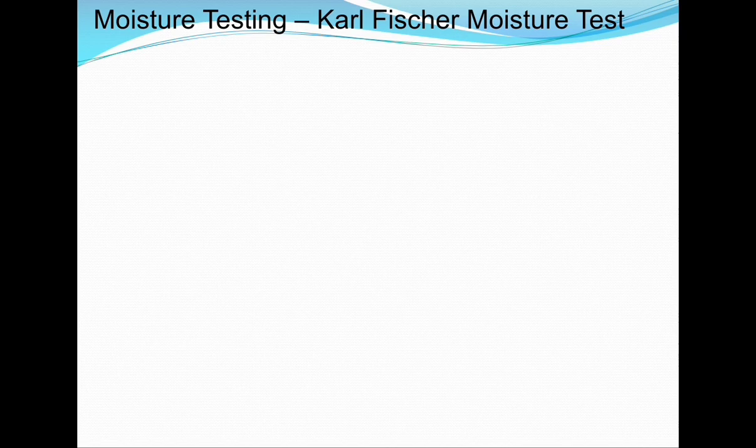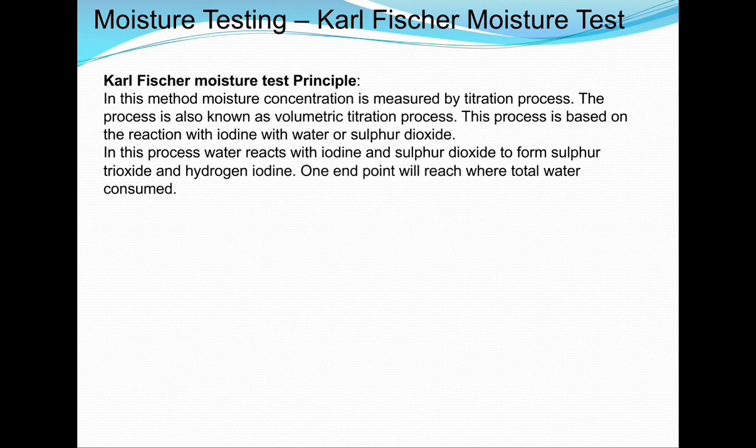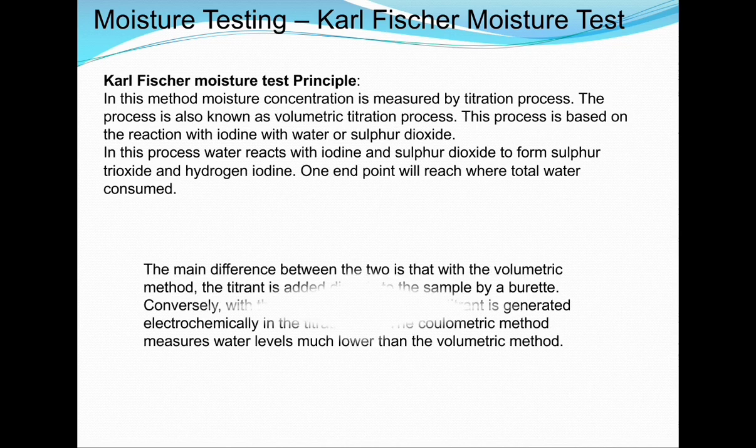We'll see the difference. The main difference between these two is that with the volumetric method, the titrant is added manually and it is tested in the burette pipette. But in the colorimetric, the titrant, that is the iodine, is generated. So this is the main difference between the volumetric titration process and the colorimetric process. So now we see this is all about the moisture testing.